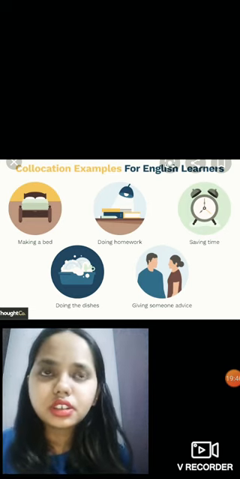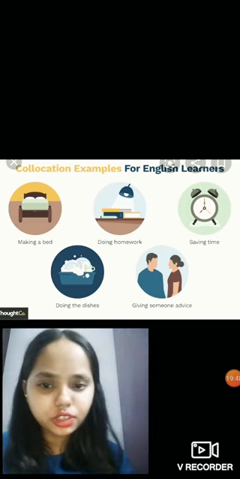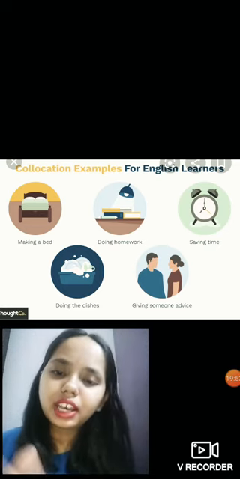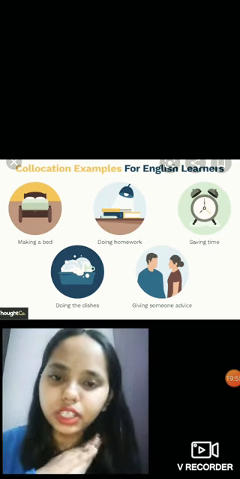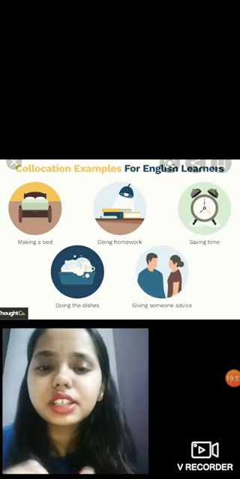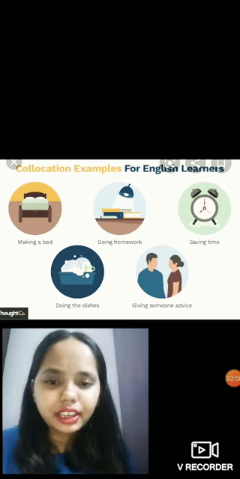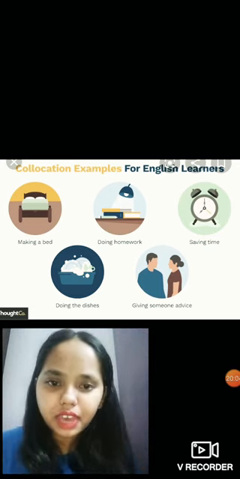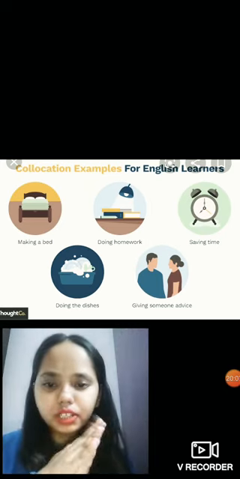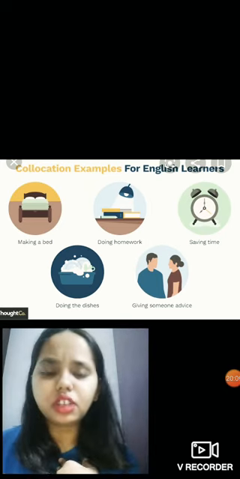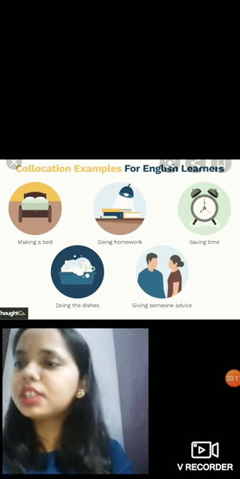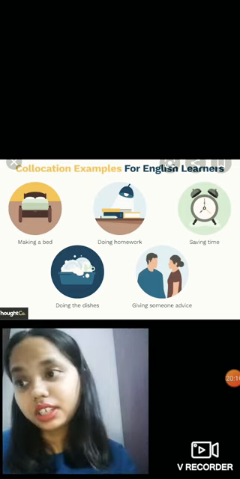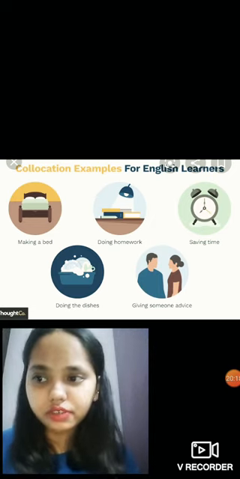Doing the dishes. Some people say washing the dishes also. That's correct at some point, but the correct phrase is doing the dishes, okay? And giving someone advice. We can't say lending advice, we can't say talking advice. We give advice. So "give" and "advice" go well with each other, right? Okay, so this is just the revision, students.